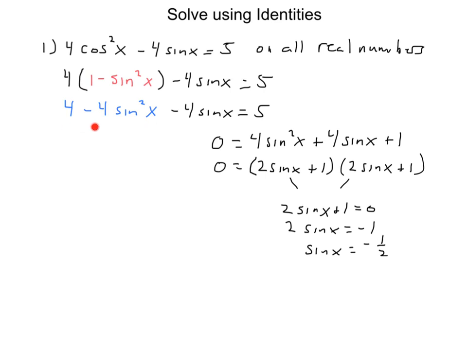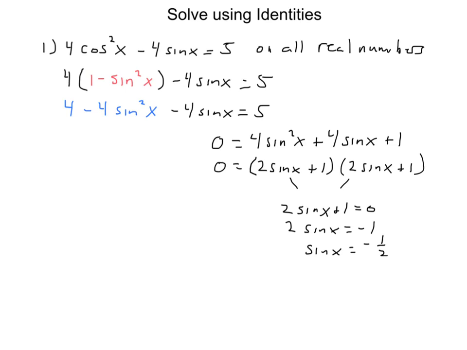Distributing that 4, I get 4 minus 4 sine squared x minus 4 sine x equals 5. Now at this point, I want to get everything to one side, because the first thing I notice is I'm dealing with a sine squared and a sine x. I know I'm going to be factoring this. So I'm going to pull everything over to the right-hand side, so I'll have a 0 here. I'm doing that because I want just a positive coefficient on the sine squared term.